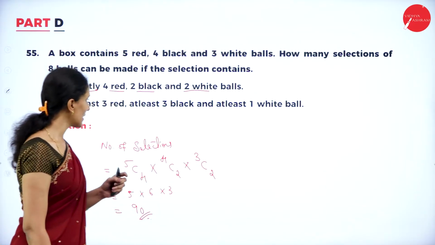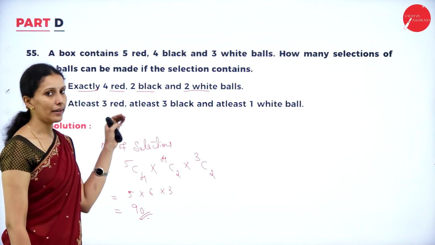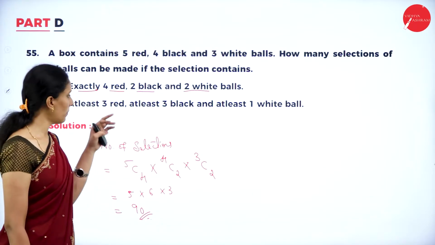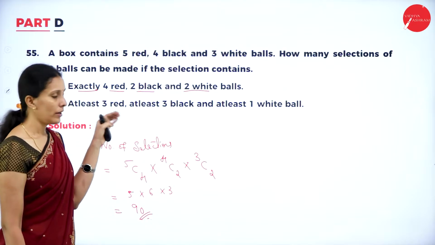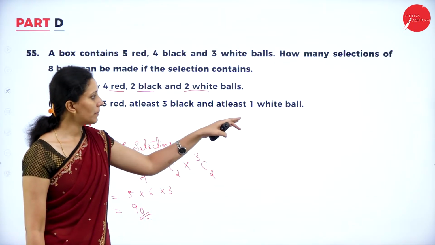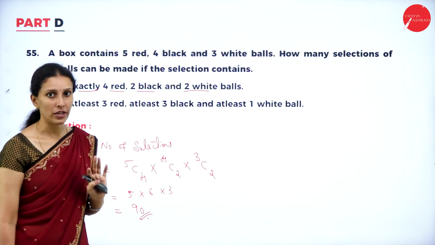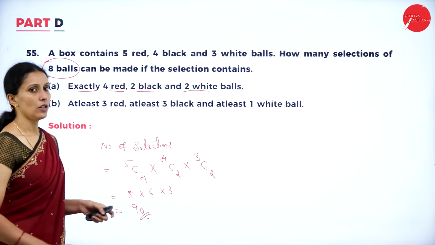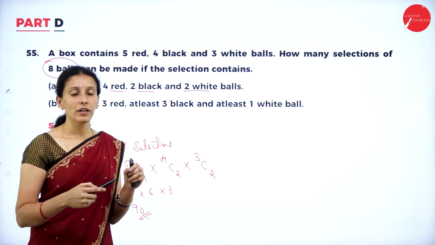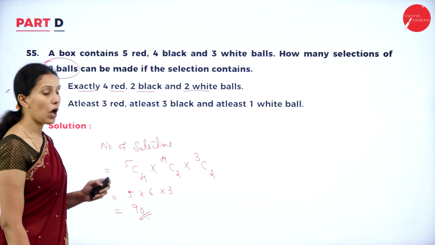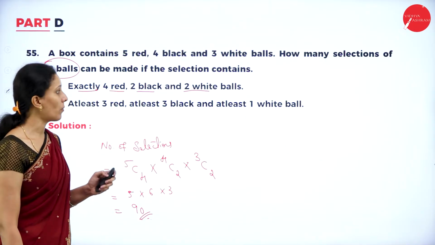Now the second one is given in the form of at least 3 red, at least 3 black, at least 1 white ball. So the maximum number of red you can get is 4 and maximum number of black you can get is 4 and maximum number of white you can get is 3. So here, according to this, we need to choose only 8 balls here. So the selection does not disturb the number of selections, that is equal to 8. So let's see how we can select in different combinations.